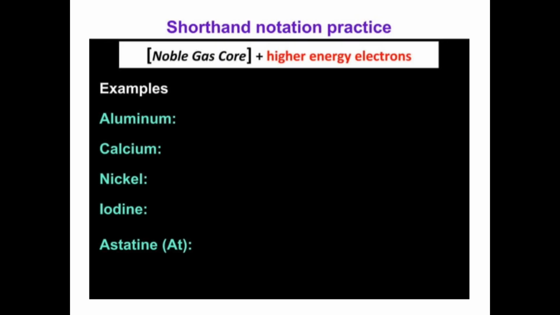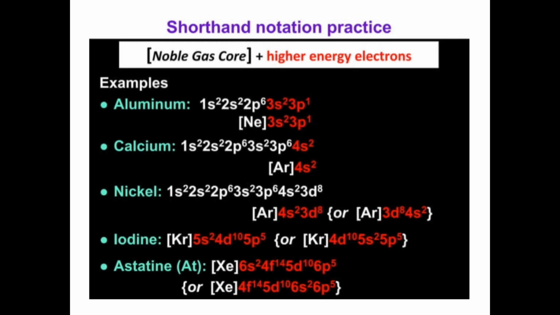Okay, you too can also try and write the shorthand notation practice for aluminum, calcium, nickel, iodine, and astatine. Kindly do that now as you watch this video. Okay, if you have done that, check if you are correct. For aluminum, the normal configuration is that, and of course the shorthand configuration is written below, and the same for others.